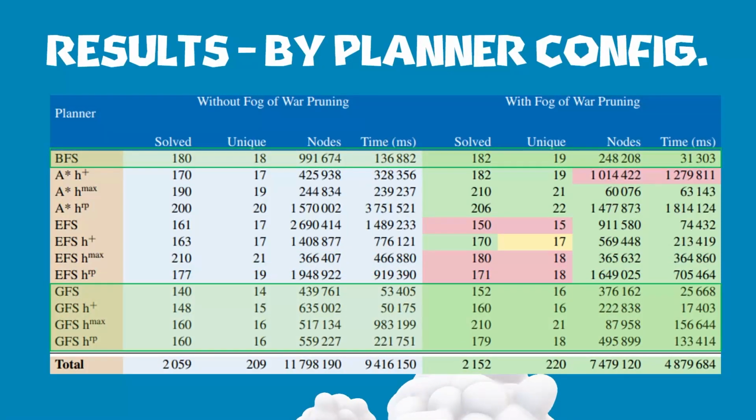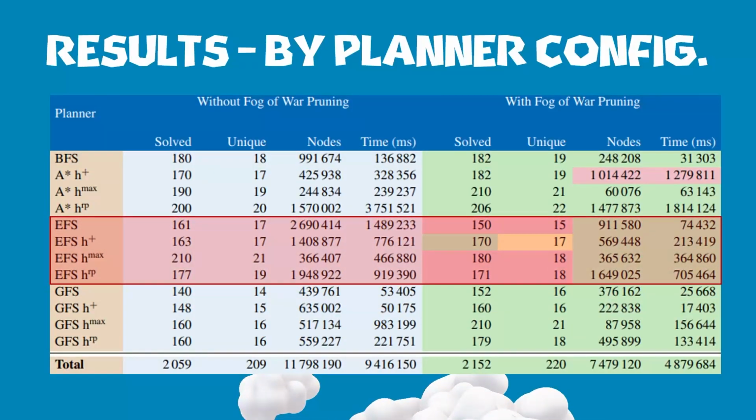Out of the 12 search types, breadth first search and all of the goal first search variants profit the most, specifically in goal first search with Hmax, and goal first search with H+. The number of nodes visited falls by 65 to 83%, and runtime drops by a similar margin, while each variant solves between 1 and 5 more unique problems than the baseline.